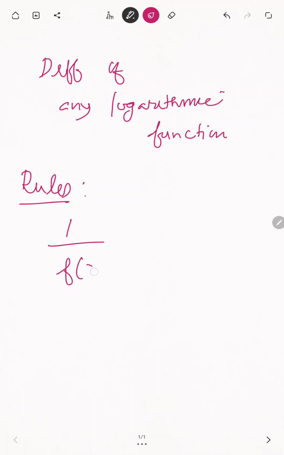Topic is differential of any logarithmic function. Before differentiating a logarithmic function, you should know the rule: 1 by function into f dash x. First you take the function, for example y is equal to log of 5x square minus 6x.